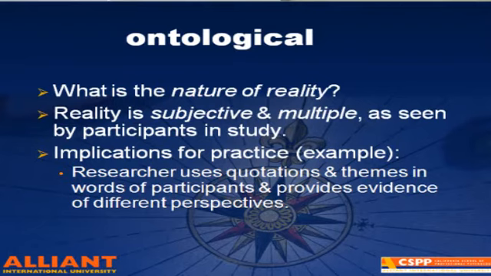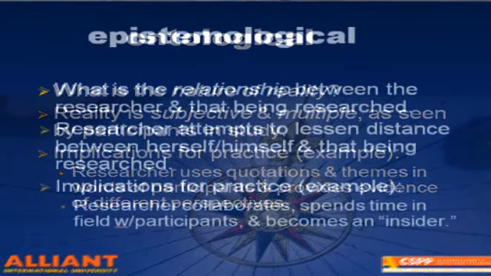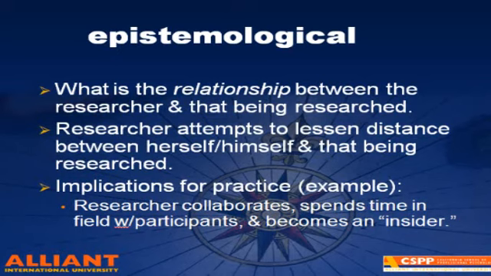What you read a lot in the qualitative literature is that you need to provide a thick and rich description, and what they mean by that is that nuance, those multiple viewpoints even within similar categories. So, thick and rich description. Okay. For epistemological, what is the relationship between the researcher and that being researched? The researcher attempts to lessen the distance between herself, himself, and that being researched.